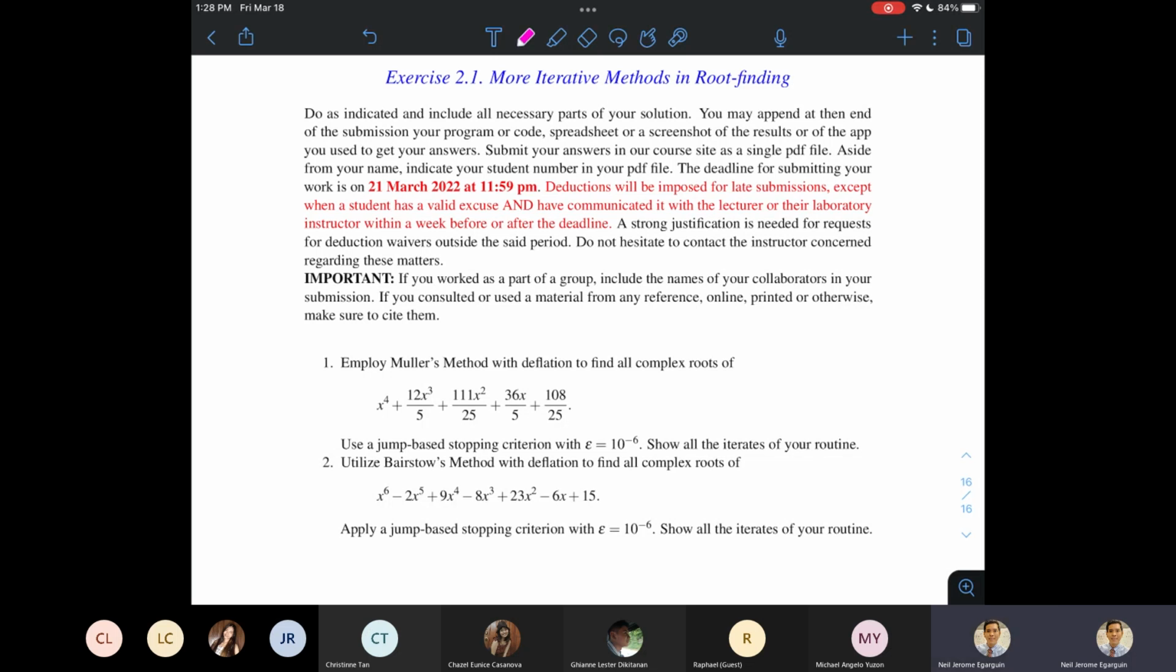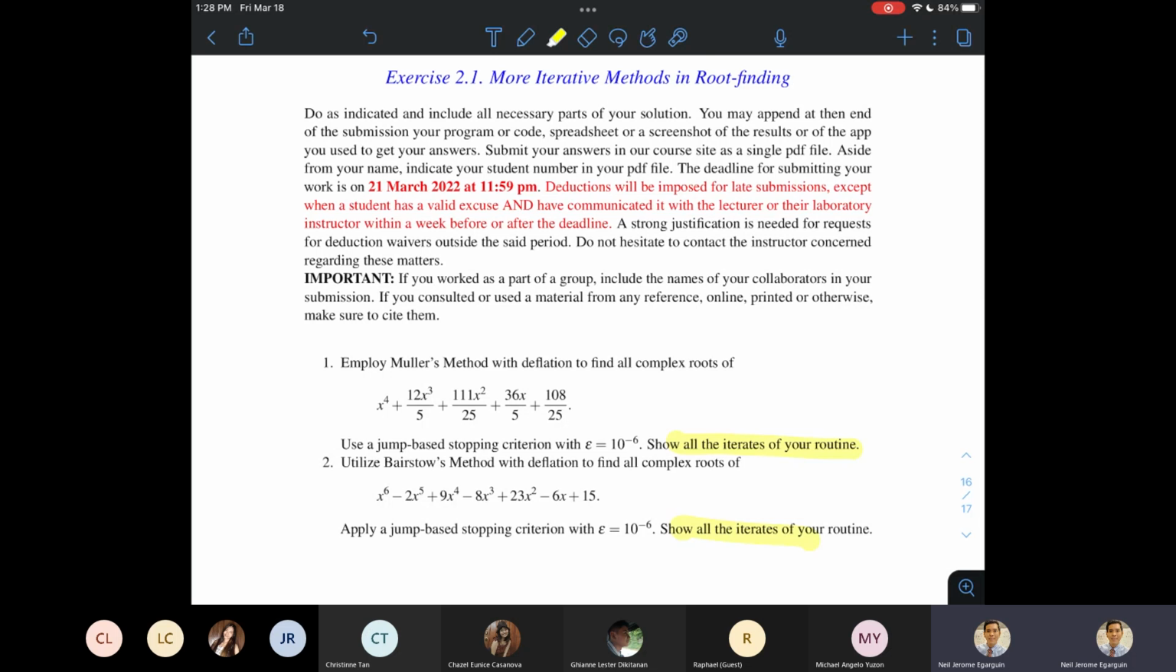Okay? So, gagamit kayo ng Mueller's para sa number 1. Tapos, gagamit kayo ng Bairstow's para sa number 2. And that's simple. Mueller's and Bairstow's with deflation. Okay? But the only difference here is I wrote here explicitly that you need to show me all the iterates. Okay? Nung routine. Gusto kong makita kung tama ba yung program nyo. Alright? Or kung nasulat nyo ng tama yung program. So, kailangan ko makita yung mga iterations ng routine.